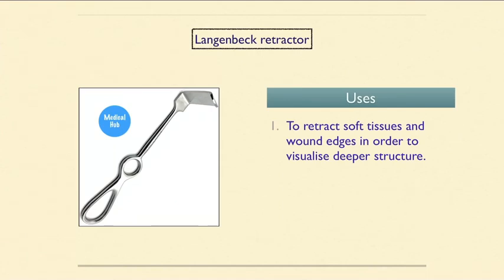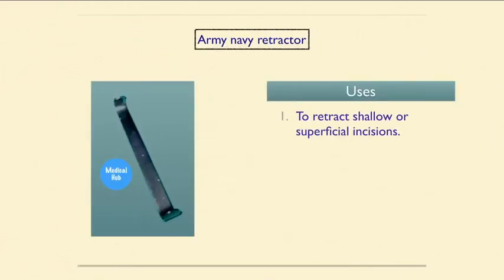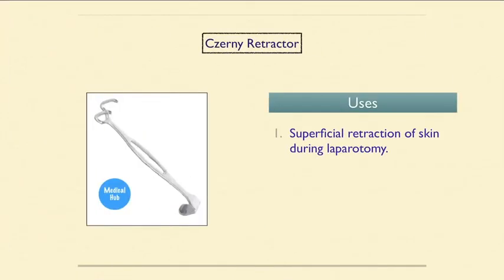So first one is the Langenbeck retractor. It is used to retract soft tissues and wound edges in order to visualize deeper structures. Next is Army Navy retractor. It is used to retract shallow or superficial incisions. Next is Journey retractor. It is used for superficial retraction of skin during laparotomy.